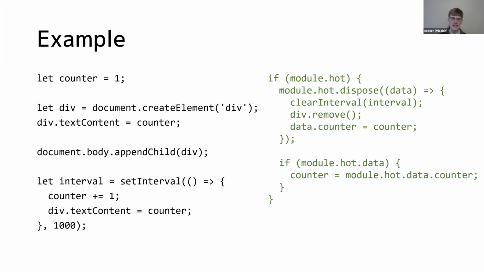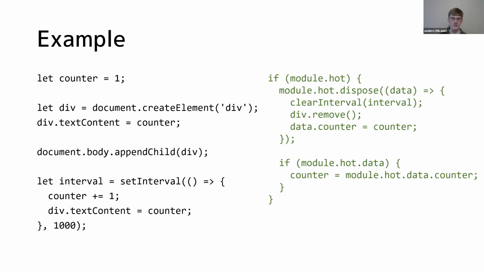We can use the hot API to configure this. So all this code is within a check, first, if module.hot is defined. In production it is undefined, which allows the minifier to remove this whole block of code to avoid inflating our bundle size. So we added a dispose function.